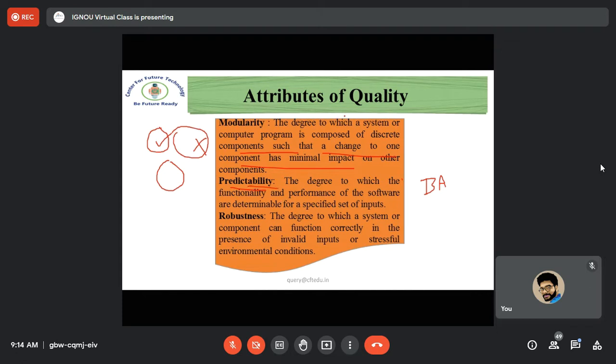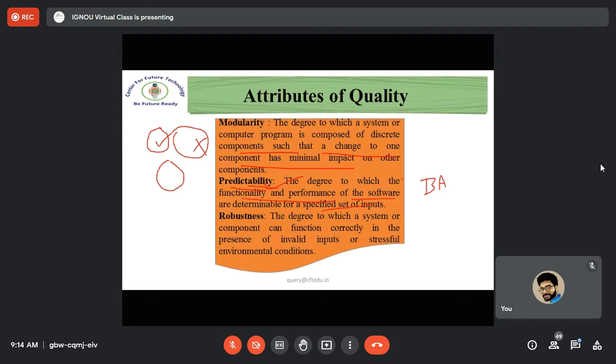So any software which reflects the future prospect in terms of its functionality and its performance, and is determinable for a specified set of input, reflects the predictability. So before going ahead in the journey of development of any sort of software, we should take care of those aspects which can have an impact in the near future. So that way of thinking again contributes to the predictability of the software.